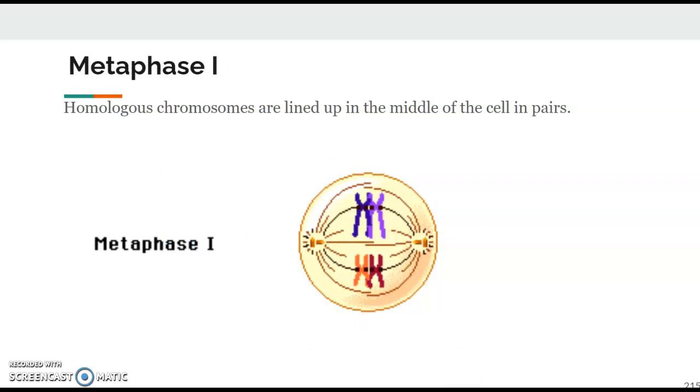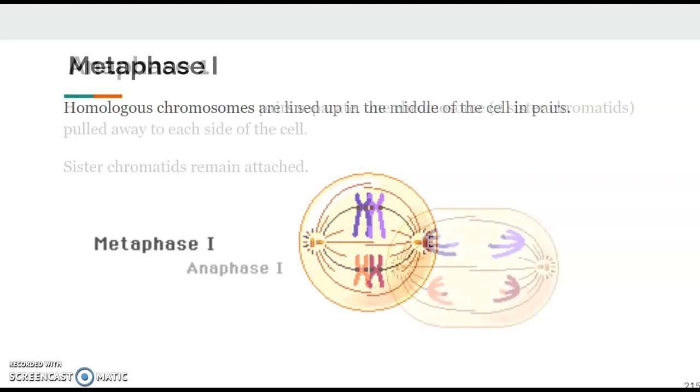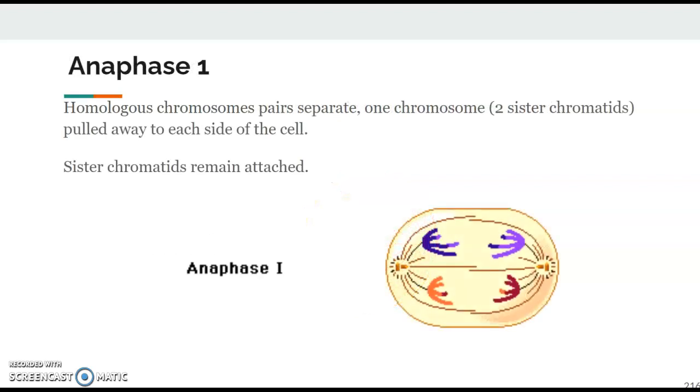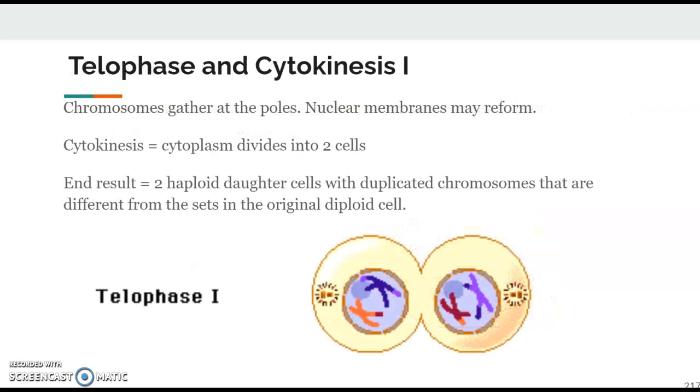Then we move on to metaphase. Metaphase is when the chromosomes line up in the middle of the cell in pairs, right? Metaphase is pretty easy to remember because M and middle, meta. Then the next phase is anaphase. Homologous pairs separate, right? Then we've got telophase and cytokinesis. Telophase is when the nucleus separates pretty much, and cytokinesis is when the cytoplasm separates.